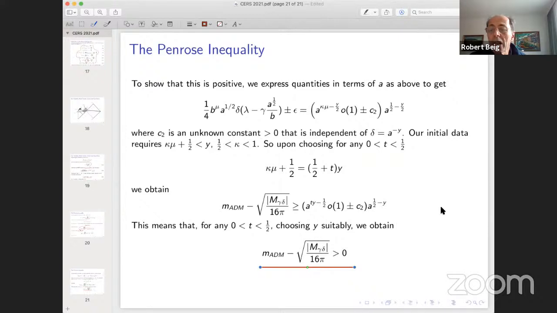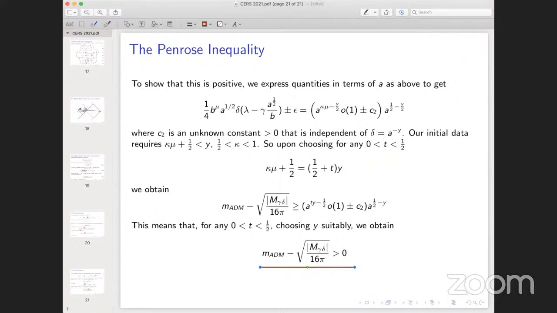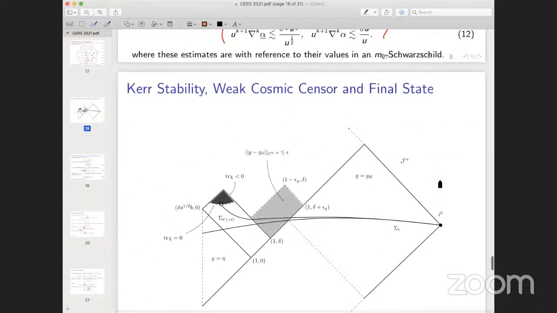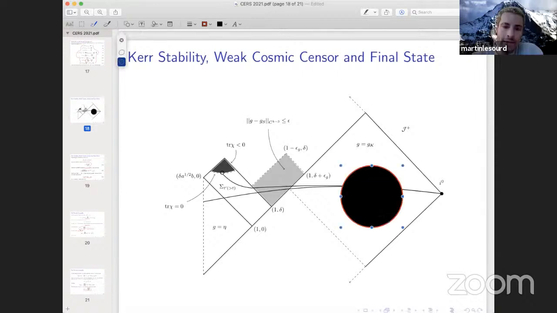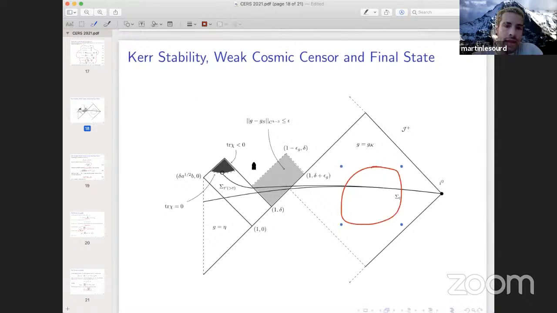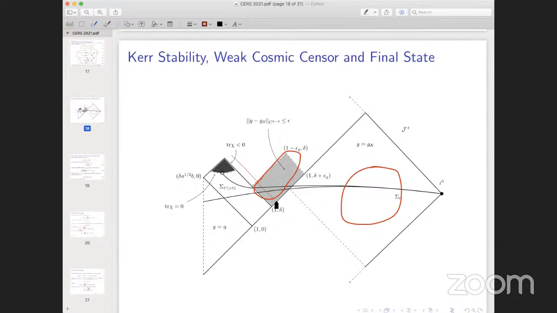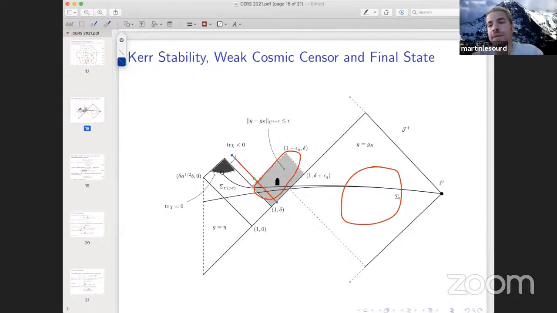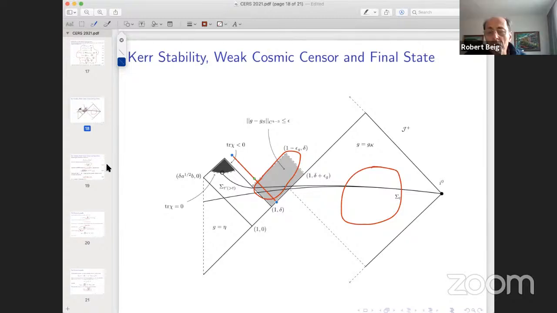So anybody? So, Martin, your space-time at the end is Kerr or is it Schwarzschild? So out here it's Kerr, and then here it's a perturbation of Schwarzschild. But Kerr is of course a perturbation of Schwarzschild. So yeah. Maybe the question is, does it have angular momentum or something like that? Yeah, it has angular momentum, but the angular momentum is small. But it could be 0, couldn't it?